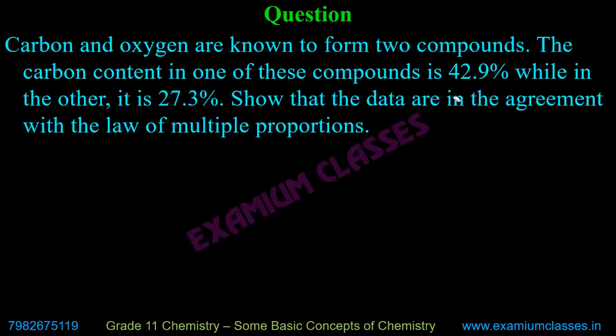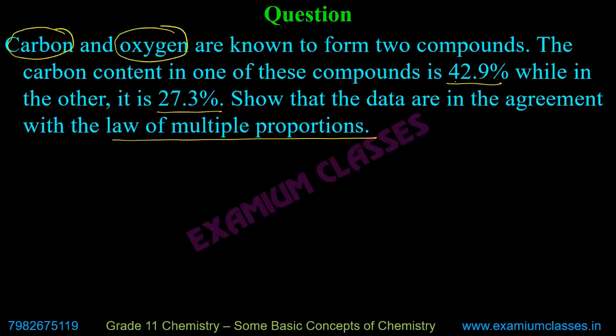Carbon and oxygen are known to form two compounds. The carbon content in one of these compounds is 42.9%, while in the other it is 27.3%. Show that the data are in agreement with the law of multiple proportions. Similar question, okay? You have carbon and oxygen only, so these are oxides of carbon. But in one case, carbon content is 42.9%, in the other case, carbon content is 27.3%.